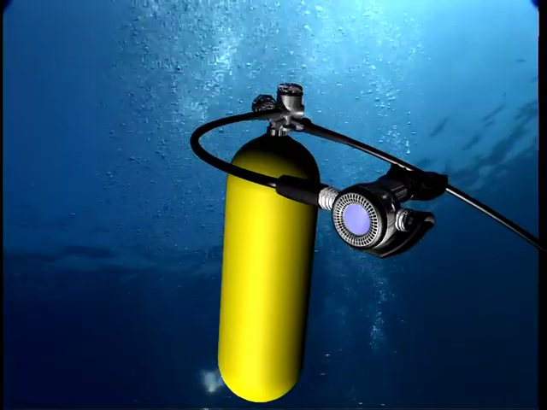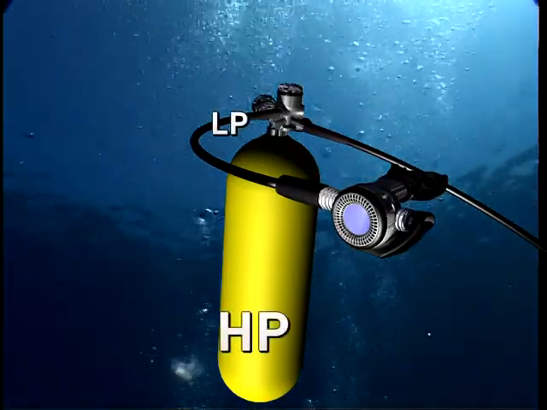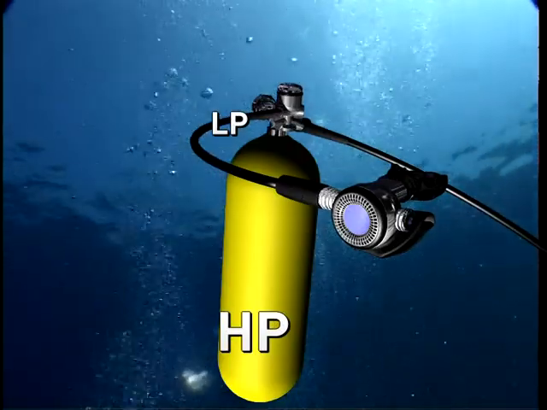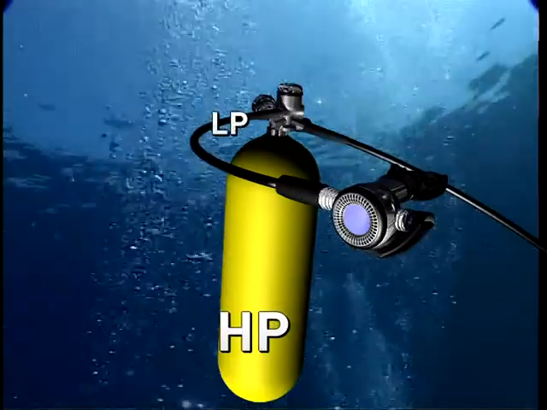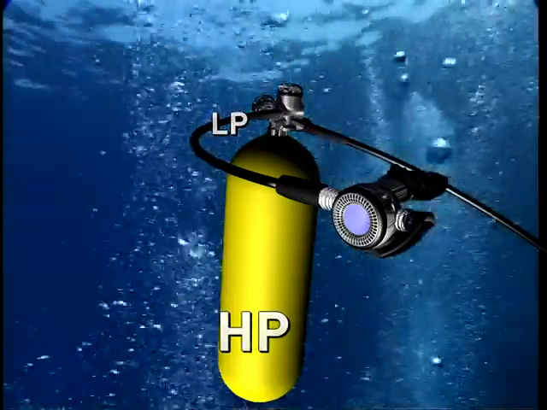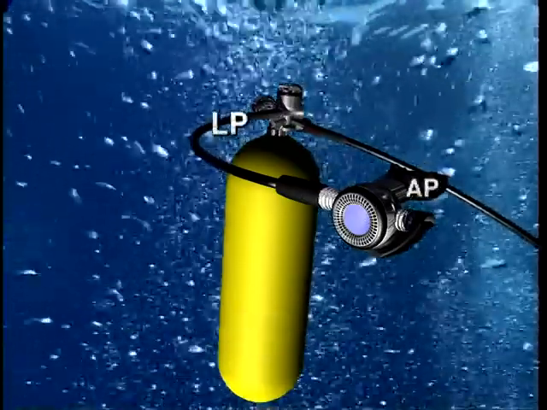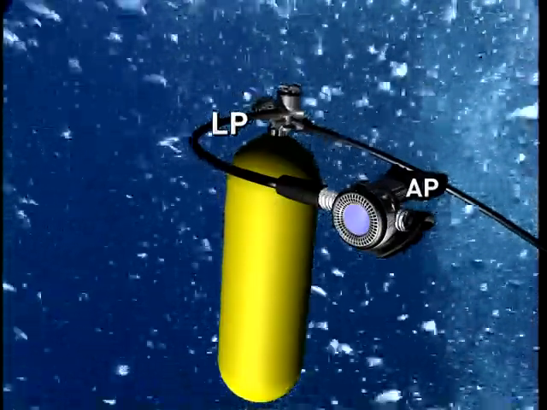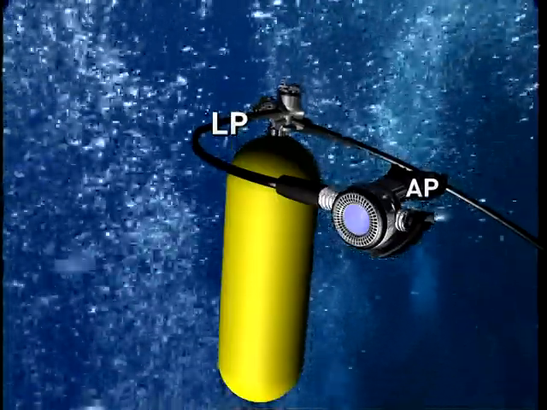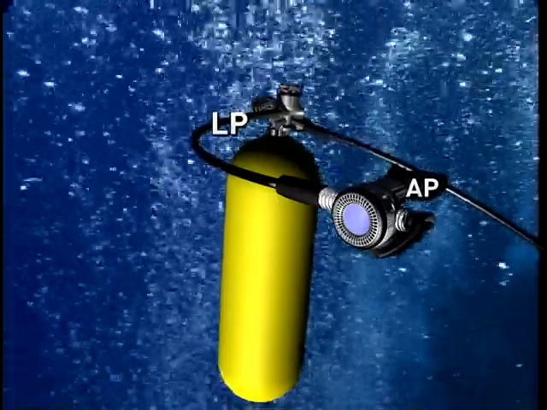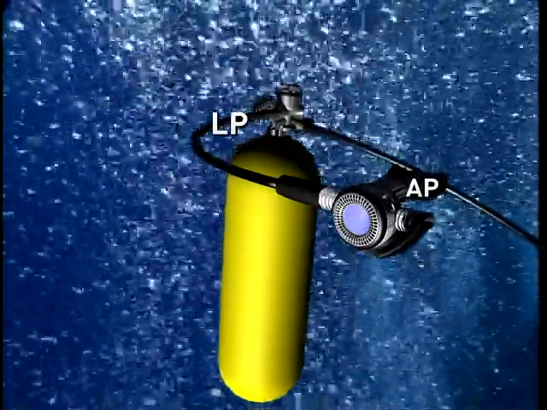The function of the first stage of a two-stage regulator is to reduce the high pressure of the breathing mix in the cylinder to an intermediate pressure or hose pressure, which is equal to the ambient pressure plus a predetermined value. The second stage of a two-stage regulator further reduces the intermediate pressure to the ambient pressure so we can breathe effortlessly.